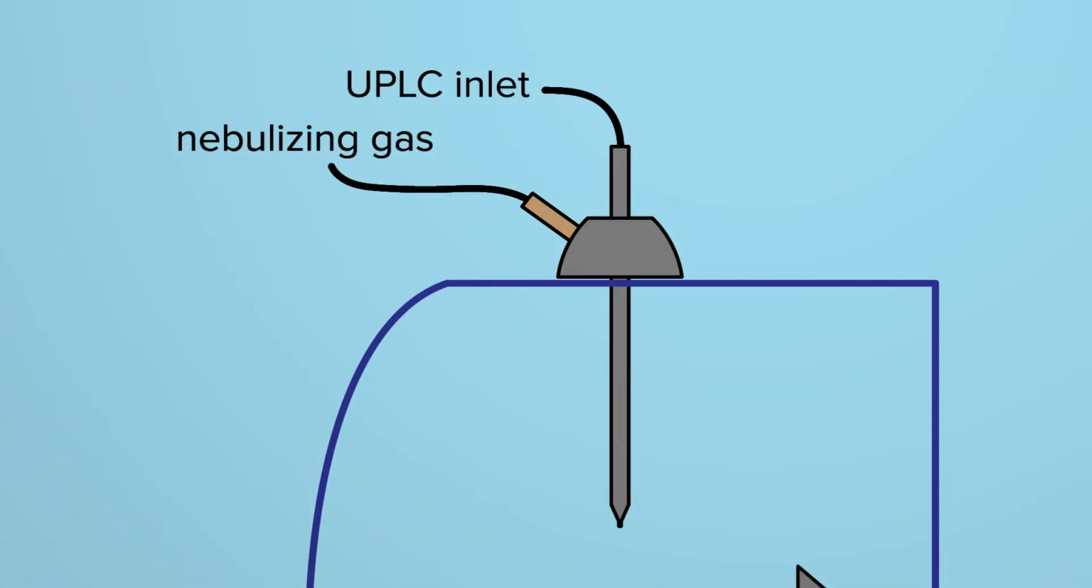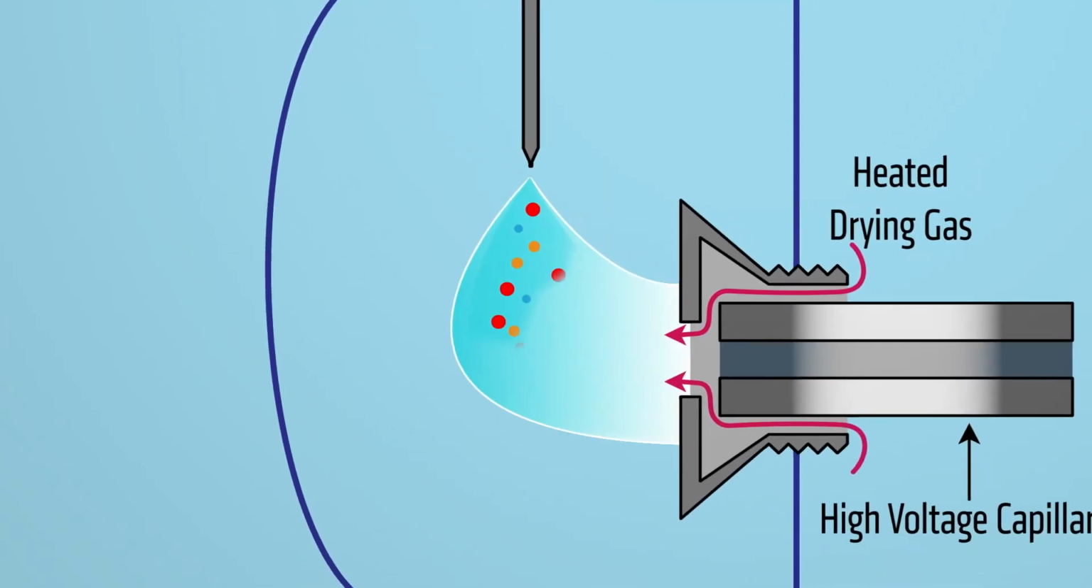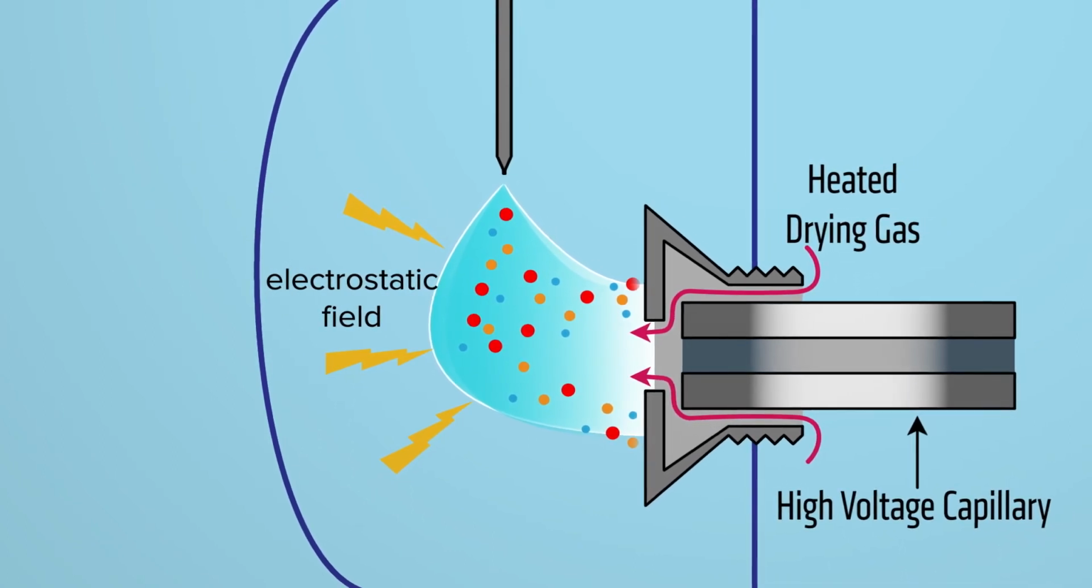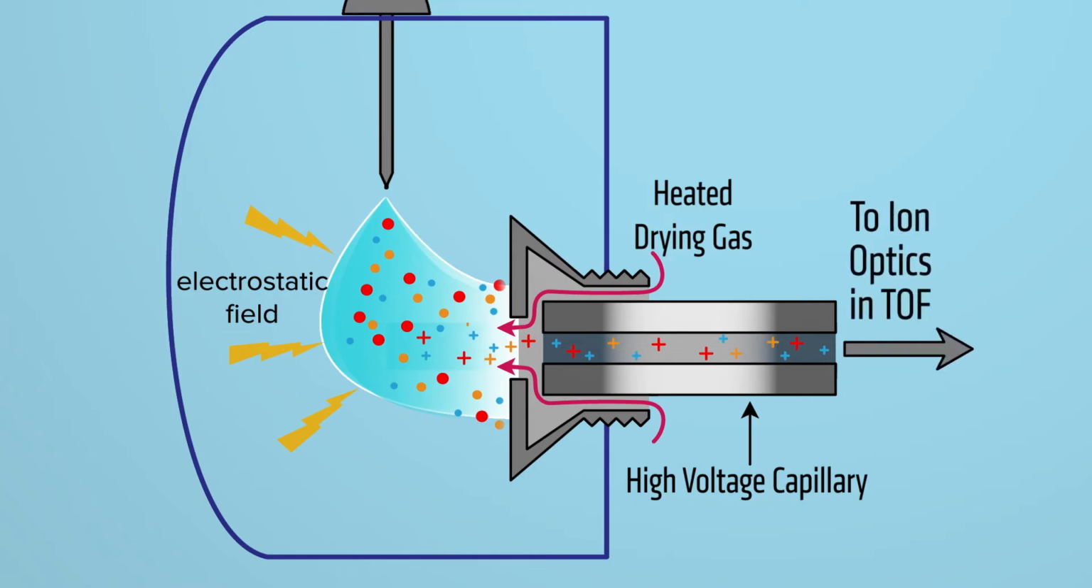In ESI, the solvated sample is introduced into the source by a nebulizer needle, where it's sprayed into a strong electric field and ionized. The high-voltage glass capillary helps to direct the generated analyte ions towards the ion-focusing optics that lead to the time-of-flight mass analyzer.